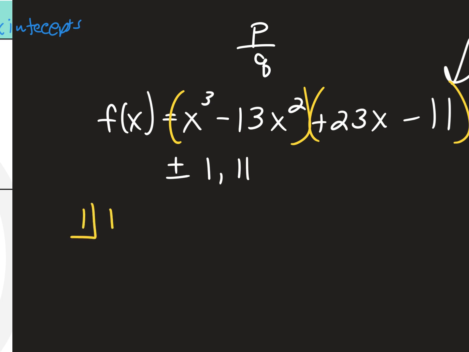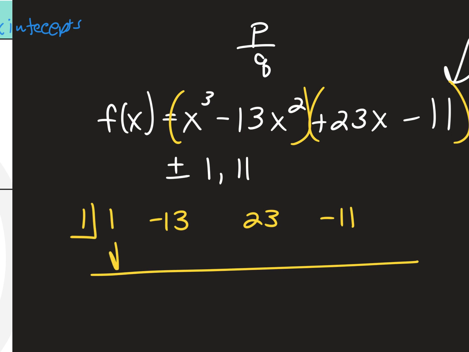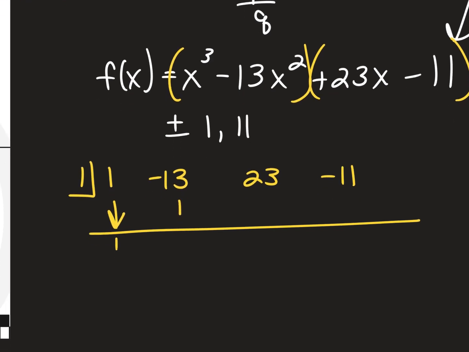So write out your coefficients. 1, negative 13, 23, negative 11. Bring down your 1. 1 times 1 is 1. Negative 13 and 1 is negative what? Negative 12, okay? Negative 12 times 1 is negative 12. 23 minus 12 is? Ooh, okay. 11 times 1 is 11. Negative 11 and positive 11 is 0.